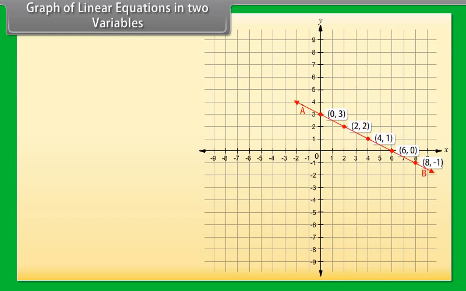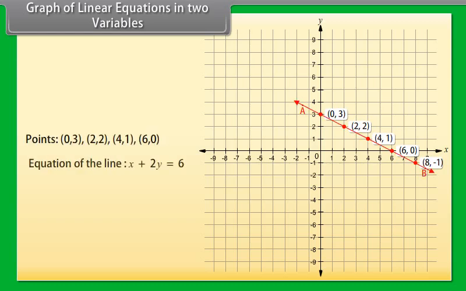Every point on the line AB gives a solution of the equation. So you can conclude that every point on the line satisfies the equation of the line, and every solution of the equation is a point on the line. This is called the graph of the linear equation. So to obtain the graph of a linear equation in two variables, it is enough to plot 2 points corresponding to 2 solutions and join them by a line.